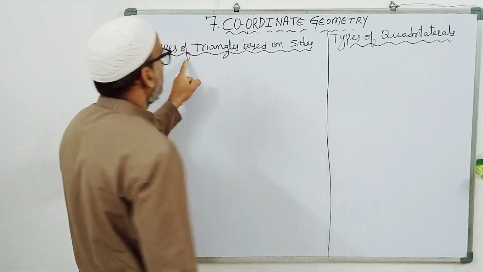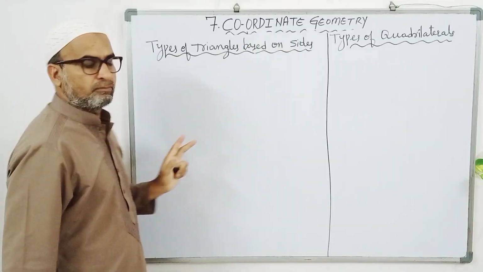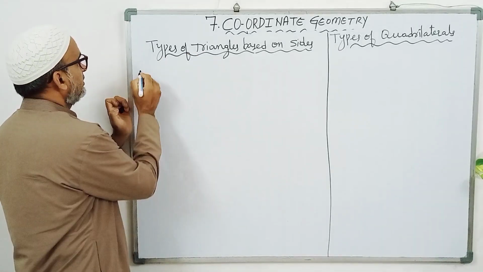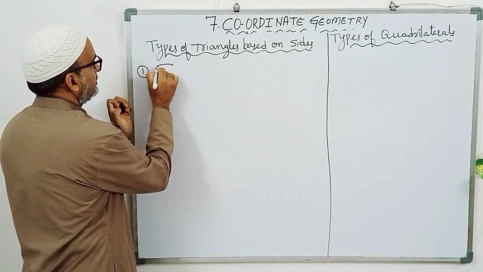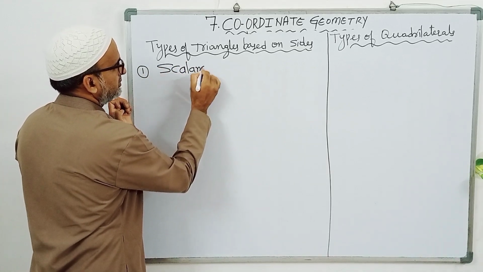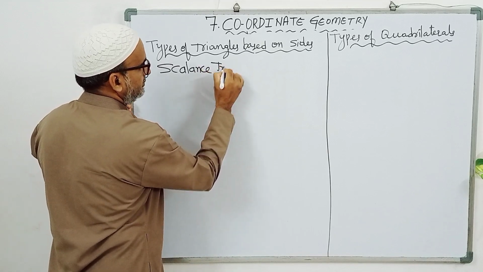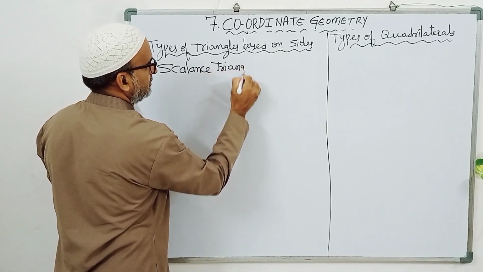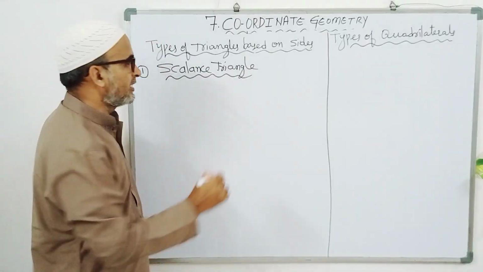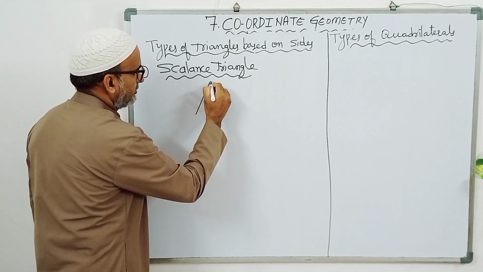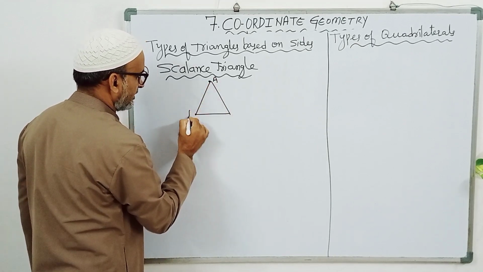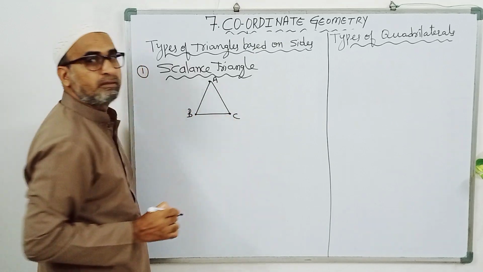Next topic is types of triangles based on sides. Based on sides, there are 3 types of triangles. First one is the scalene triangle. What is the meaning of scalene triangle? Suppose this is the triangle. We will give the names. This is A, suppose this is vertex B, this is vertex C.